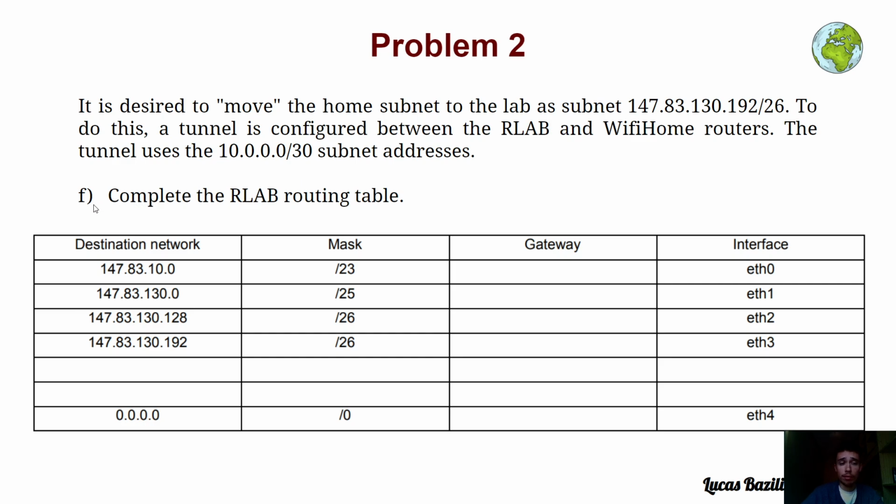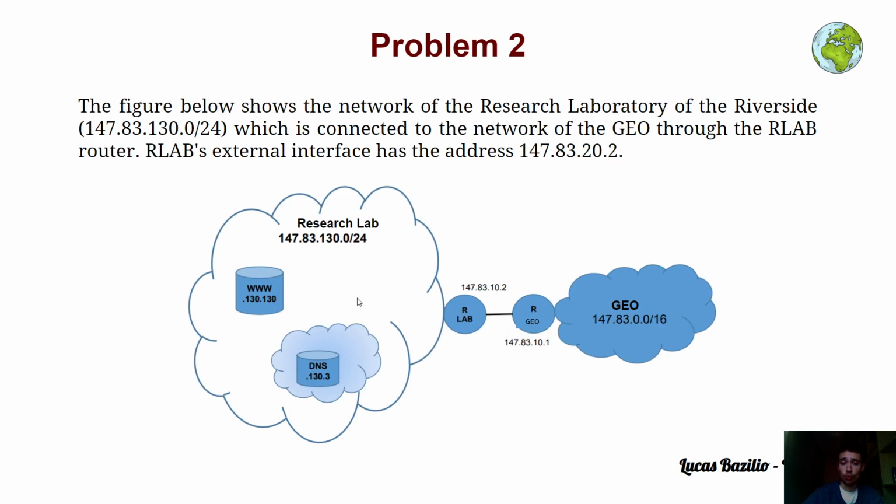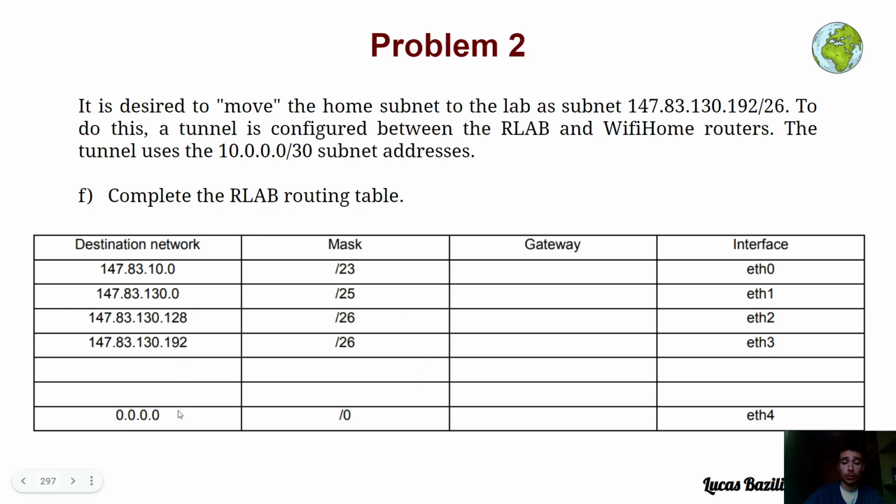And so question F is a very simple and short question, and it is to complete the router lab routing table. So we have this router, the R lab router, that is connected with this research laboratory, and we have these entries. These are connections that are directly connected to this router. That's why the gateway is not indicated. And so we need to complete this routing table.